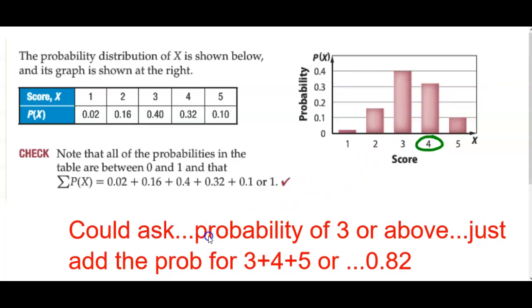Now, the kind of question I could ask given this would be, what is the probability that this teacher scored a 3 or above from a student? And then you would add these three scores up, and you would say that there's an 82% chance that the student scored a 3 or above.